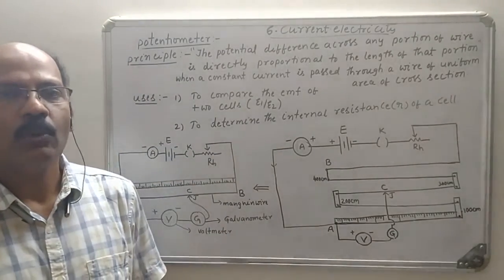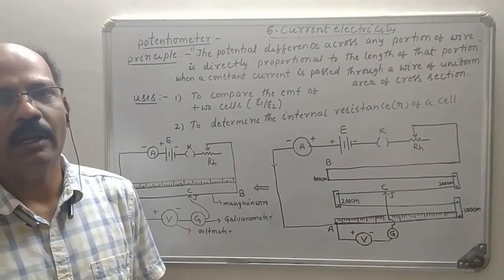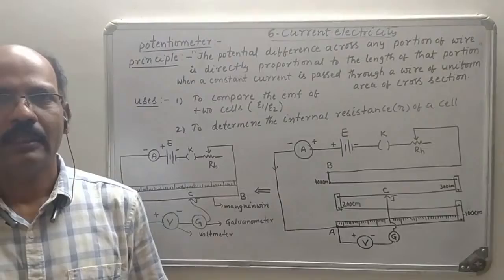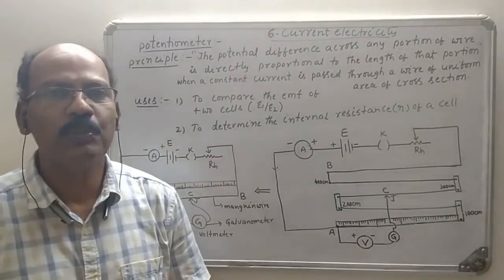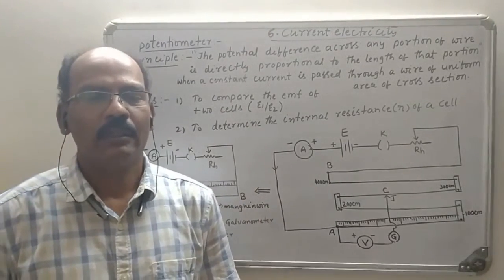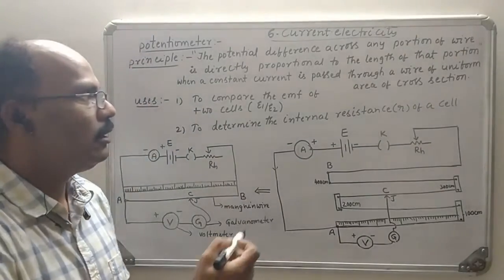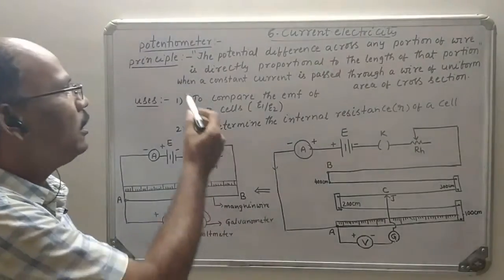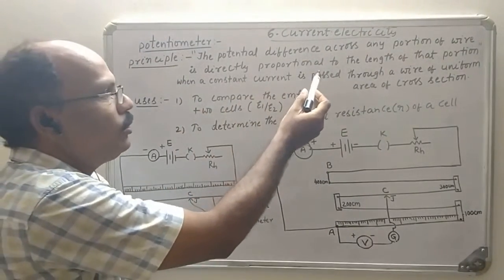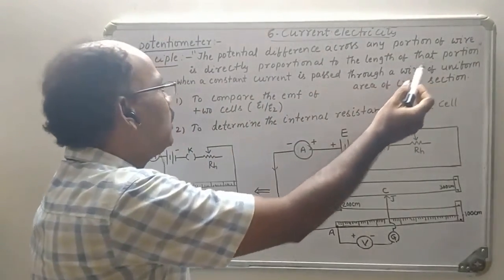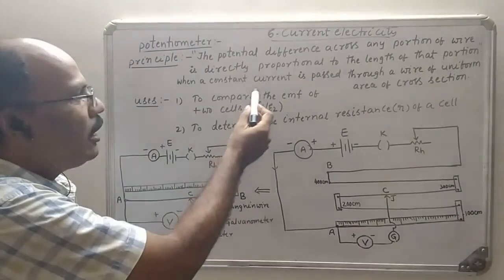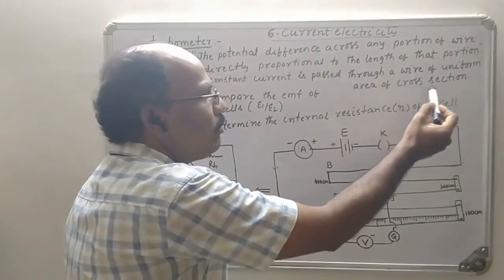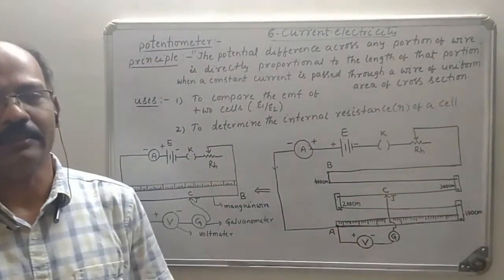Coming to what is the principle and working of potentiometer. Let's state the principle of potentiometer. The potential difference across any portion of a wire is directly proportional to the length of that portion when a constant current is passed through a wire of uniform area of cross section.